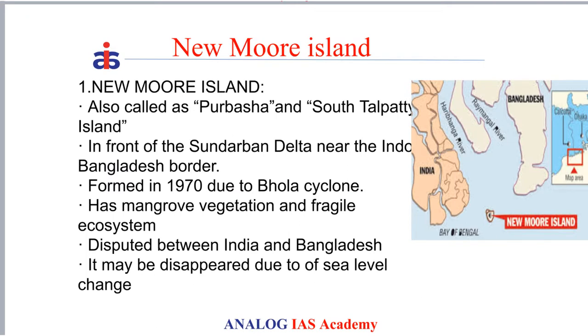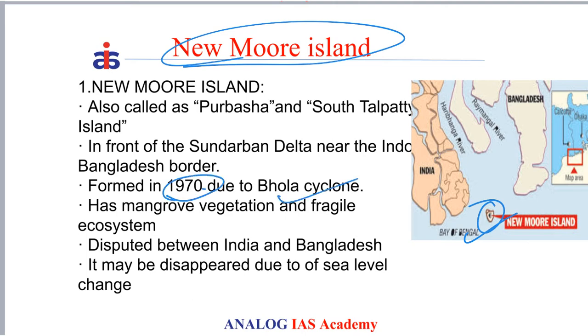So the first island that we'll be talking about is the New Moor Island, that is in the border between India and Bangladesh. Now this island has been a point of contention between India and Bangladesh. Time and again, both the countries have argued that they have a claim over this particular island. Now this island was formed in 1970 because of a cyclonic activity called the Bhola cyclone. So this island is also called Purvasha and South Talapati Island. So these are the important points that you have to remember.